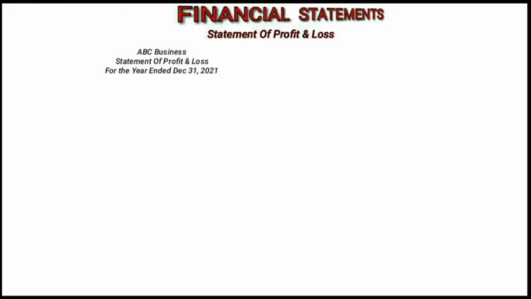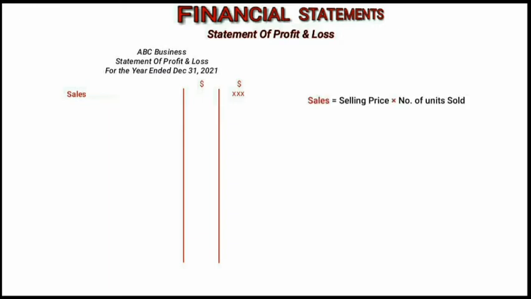Let's move on. The income statement has 2 columns, internal and external, also called inner and outer column. First, we record the sales figure in the outer column. The formula for calculating sales is to multiply the sale price by the number of units sold. Note that the SPL is prepared with the units sold, not with the units produced. And if a sales return or return inward is given, it must be deducted from the sales figure.